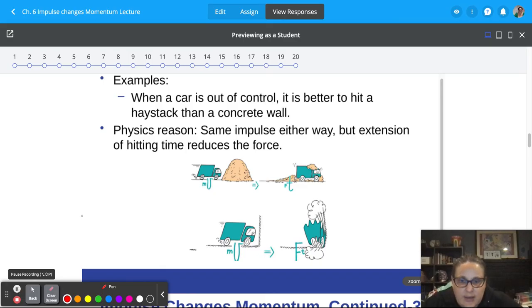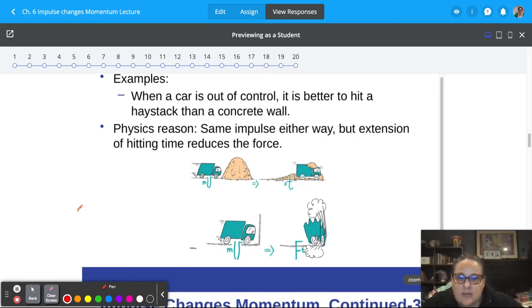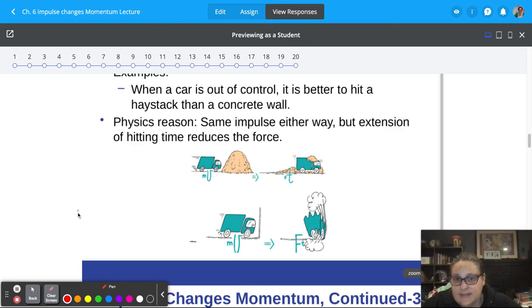This image is showing us the comparison of, in this case, a truck hitting a haystack versus hitting a concrete wall. Both start off with a high velocity.